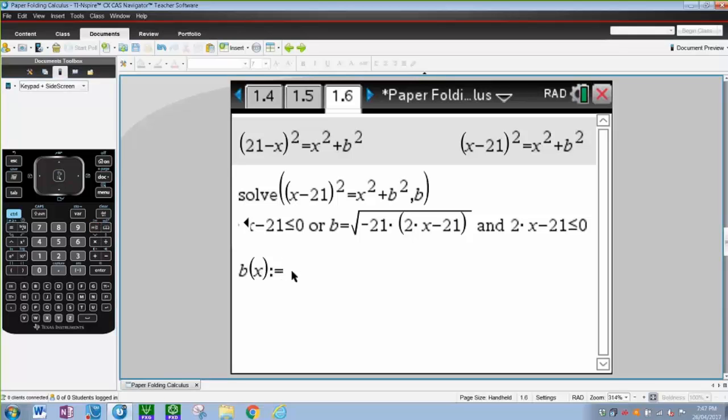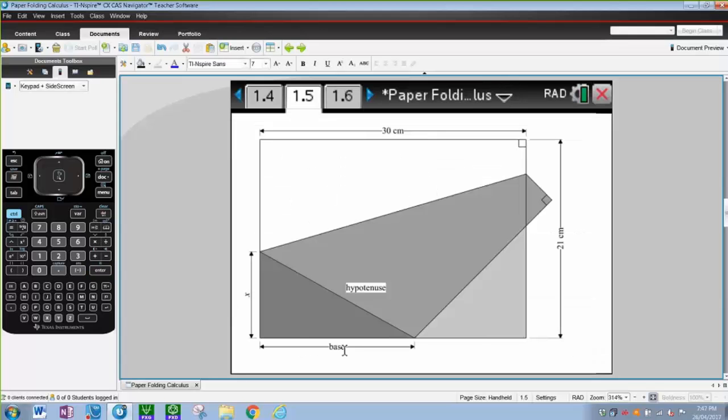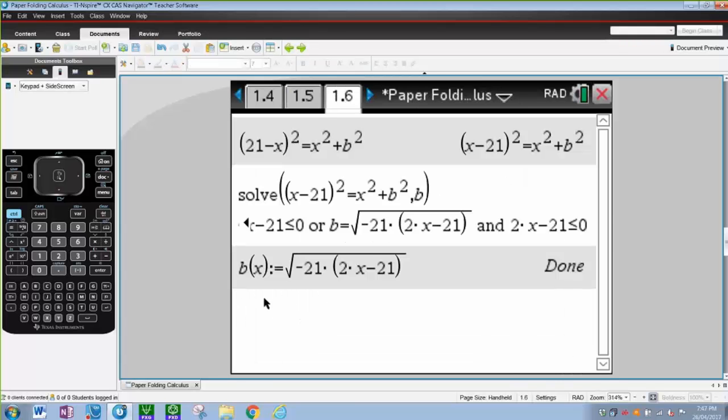So we're going to let b of x be defined as that particular function at the top. What I might do is quickly copy that square root, hit enter, and it will be defined as that. We now have a function for the base of this triangle in terms of the height x. Now that we've got the base, we need the area of the triangle.